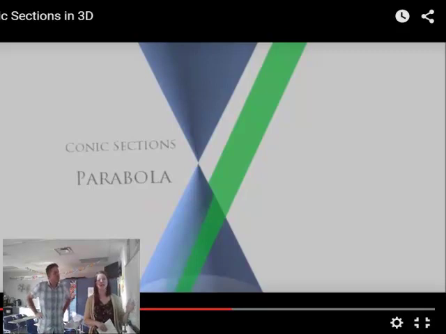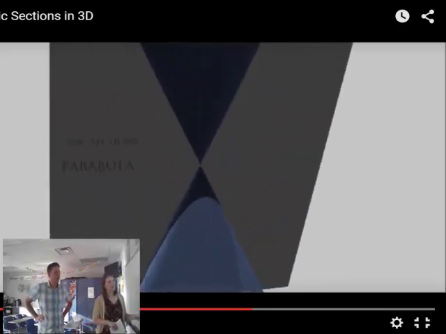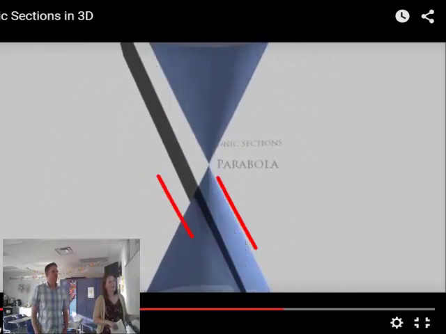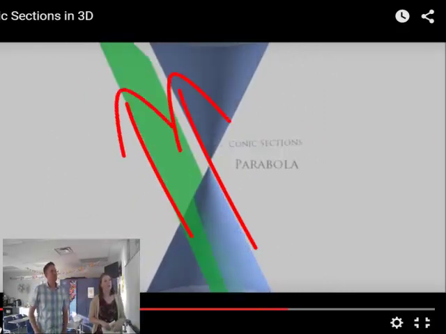This time, we're going to purposefully make the slice parallel to the edge of the cone. You can see that it intersects just this bottom cone, and it makes our parabola. What's crucial is being parallel to the side of the cone. So we've got perpendicular to the axis, at an angle to the axis, and then parallel to the side of the cone.